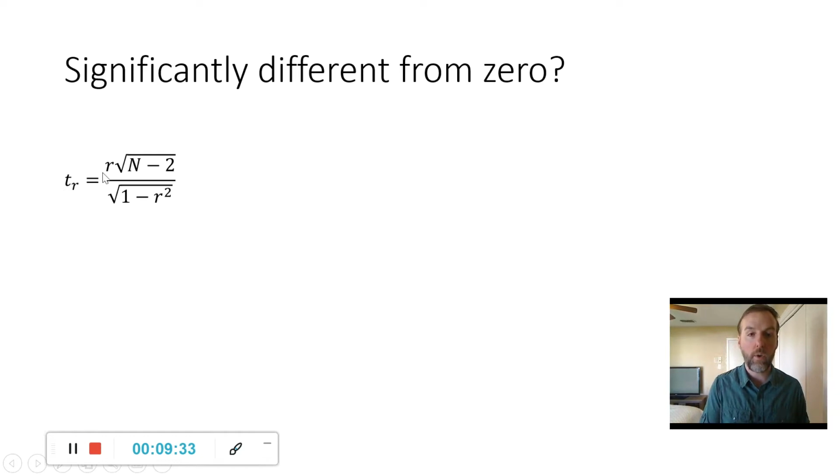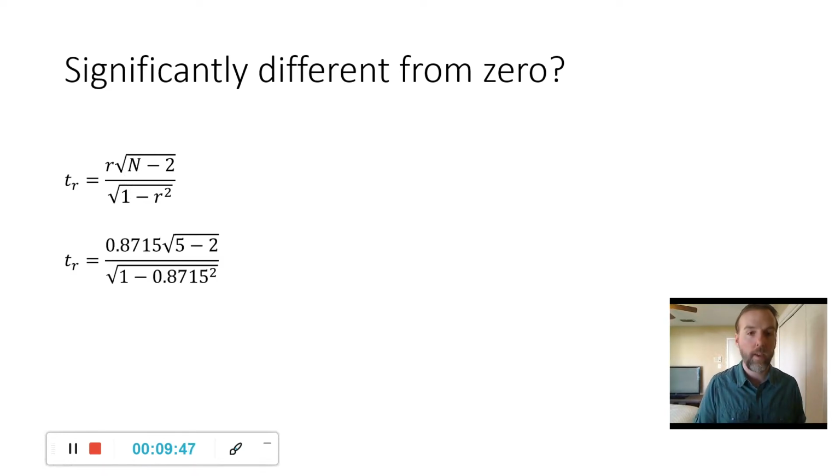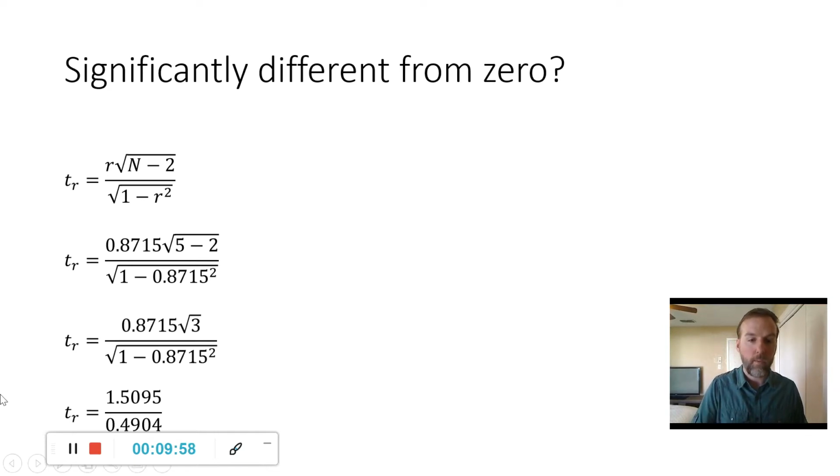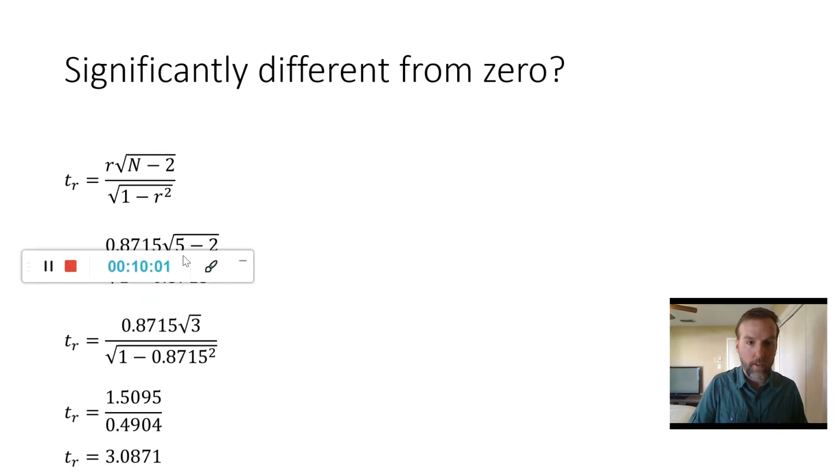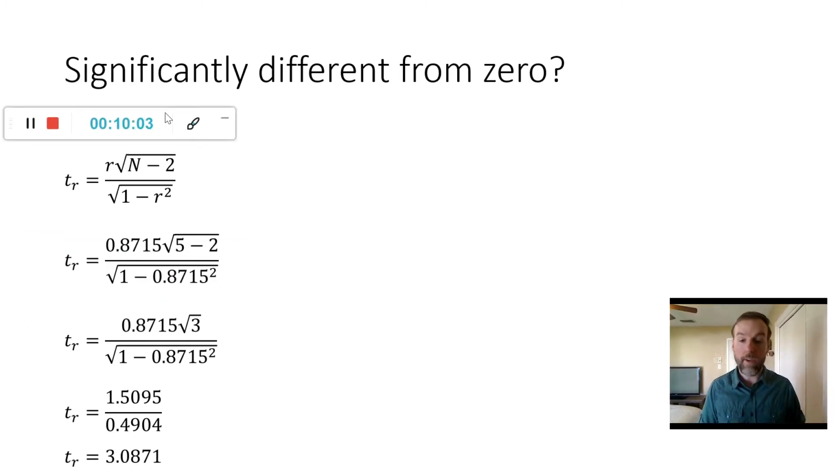So we take our correlation coefficient r, we multiply it by the square root of n minus 2, where n is the number of participants, and we divide that by the square root of 1 minus the correlation coefficient squared. If we do it for this example with just 5 participants, our r value was 0.8715, the number of participants was 5. We do a little bit of math here, and we should find that our t-value here is 3.0781.